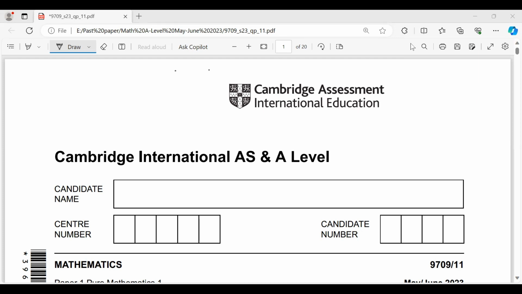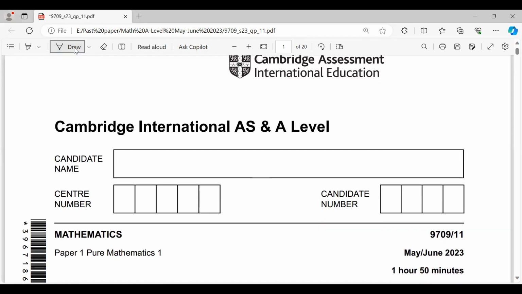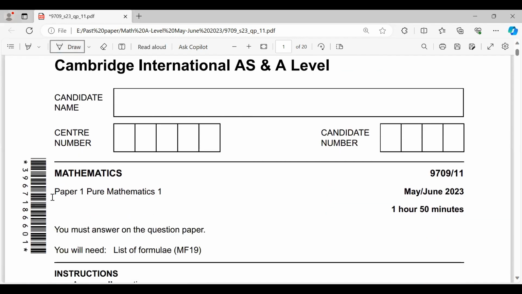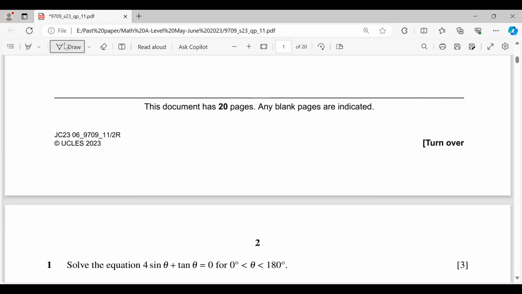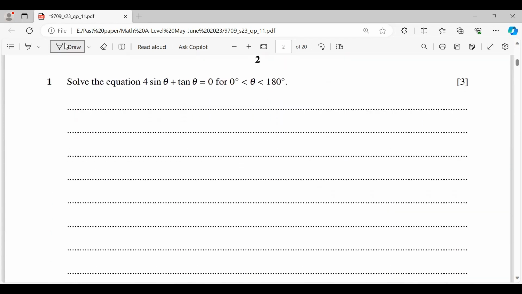In this video, I'm going to show you how we find the solutions of this past paper, Cambridge Assessment International Education's past paper, paper one, pure mathematics one, May/June 2023, paper 11. So let's start with number one. Solve this equation.